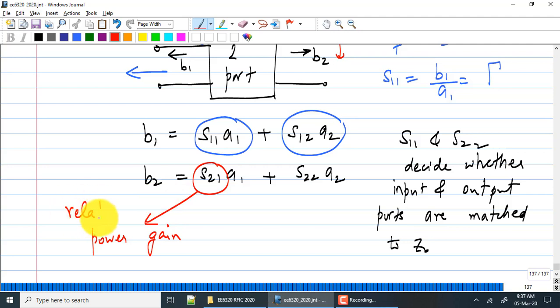S12 is the reverse transmission. Why does that matter? We have been trying with LNAs to unilateralize the circuit, for various reasons. Number one, input and output matching networks should not interact with each other in the reverse direction. But more importantly, S12 will give you an idea of stability.